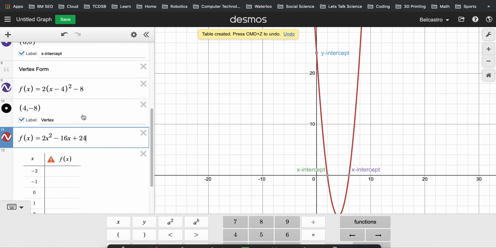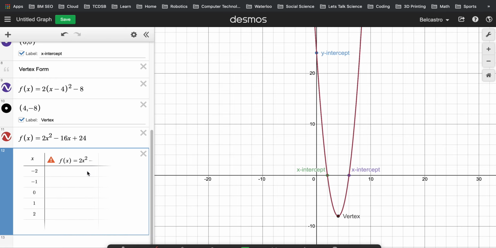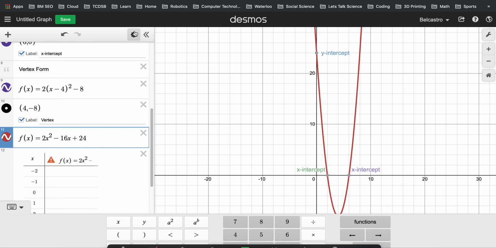Oh, it didn't give me that. That's okay. I think I can just type it in. It did not convert to a table nicely. Let's try this one more time.